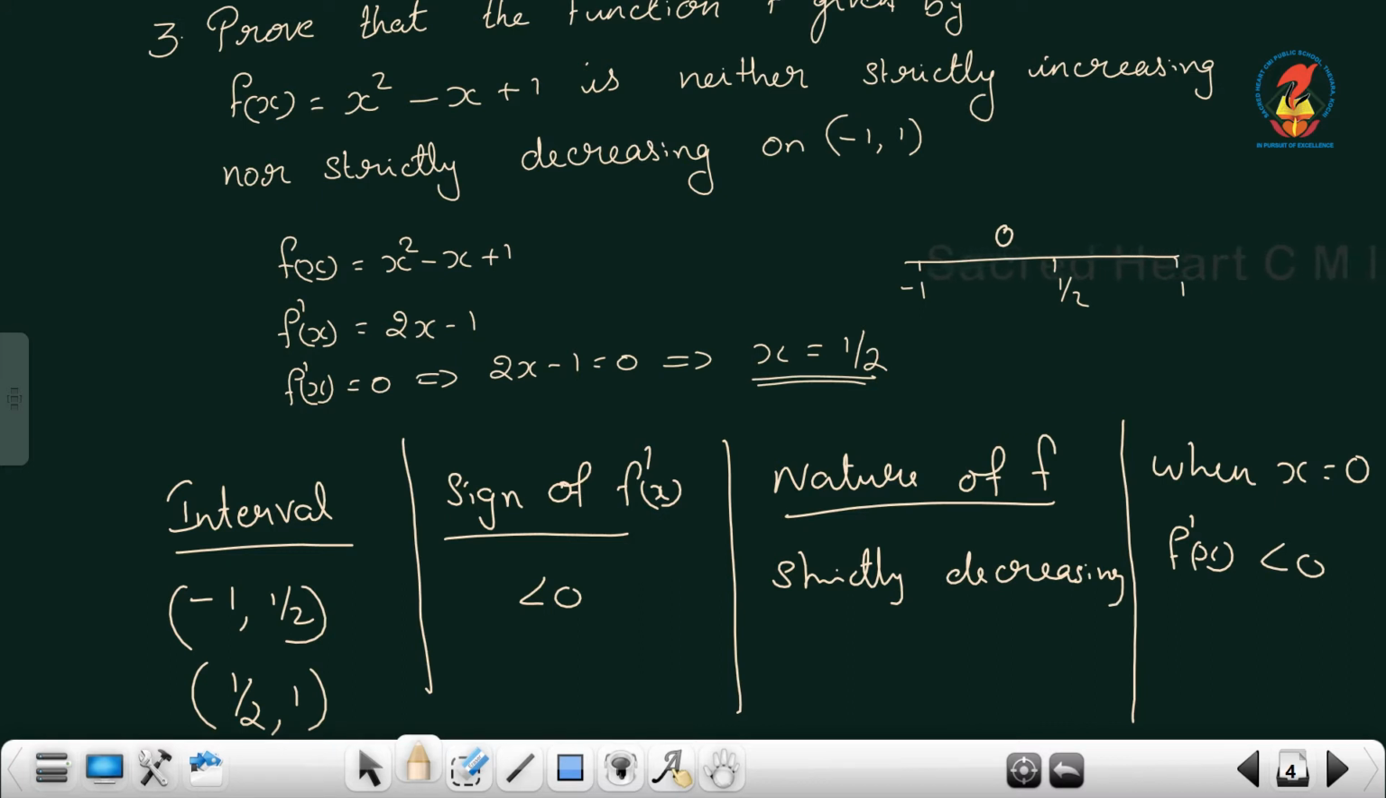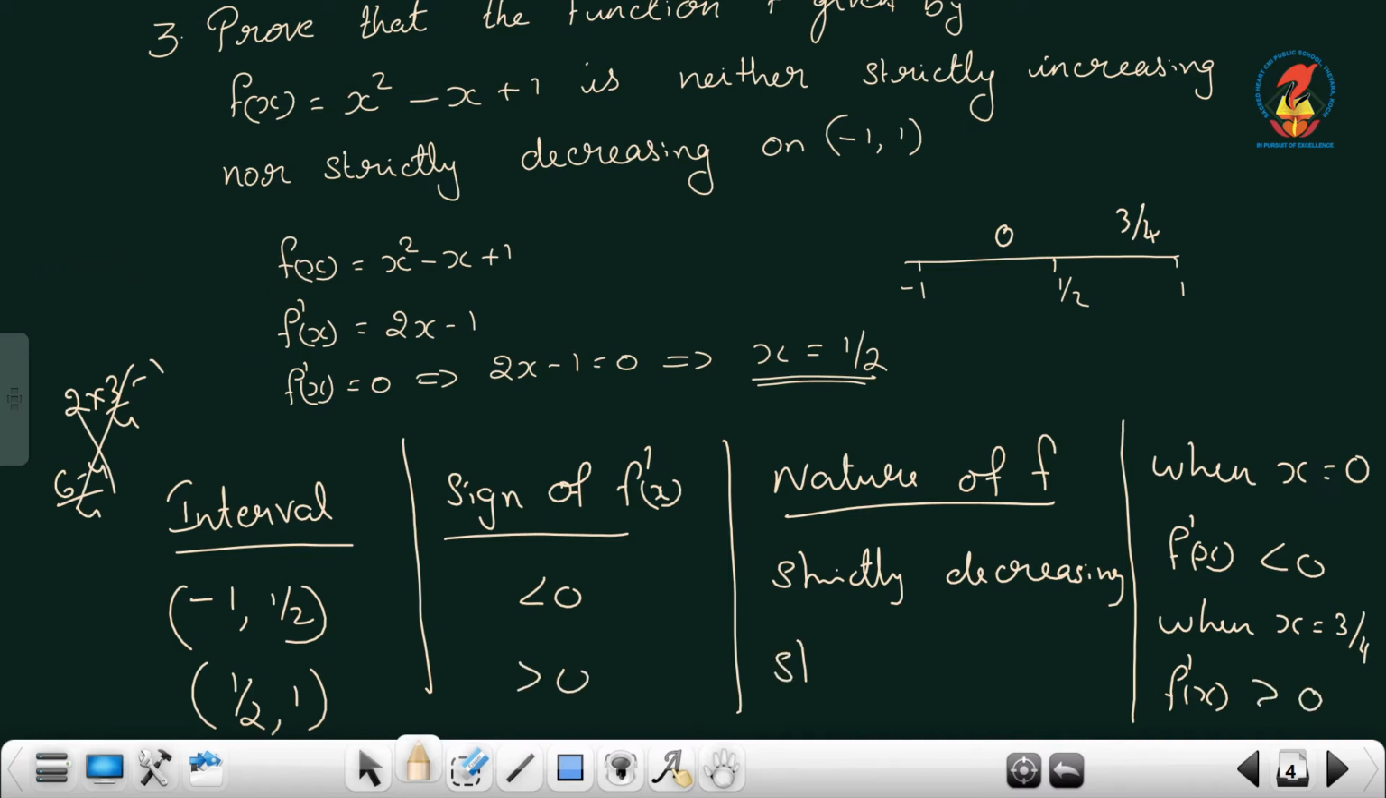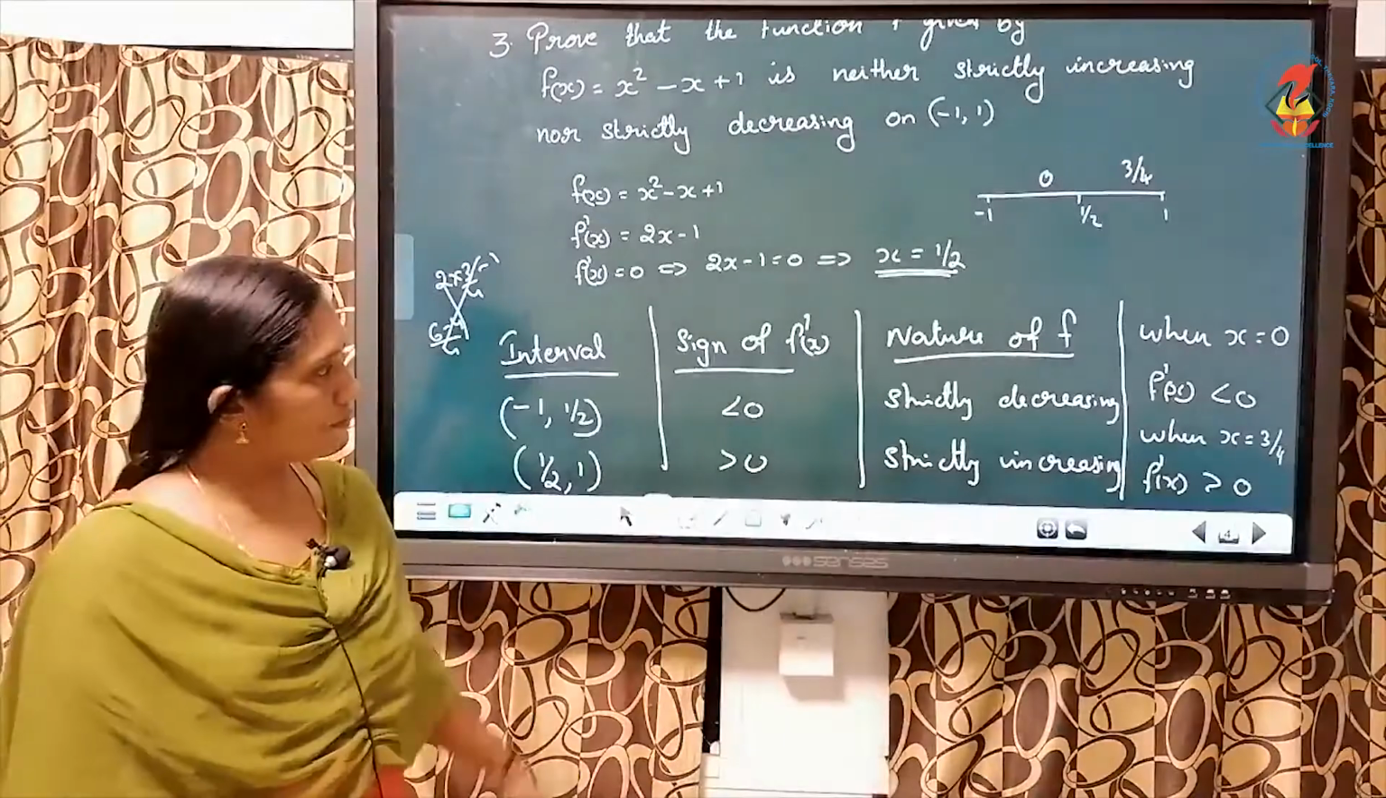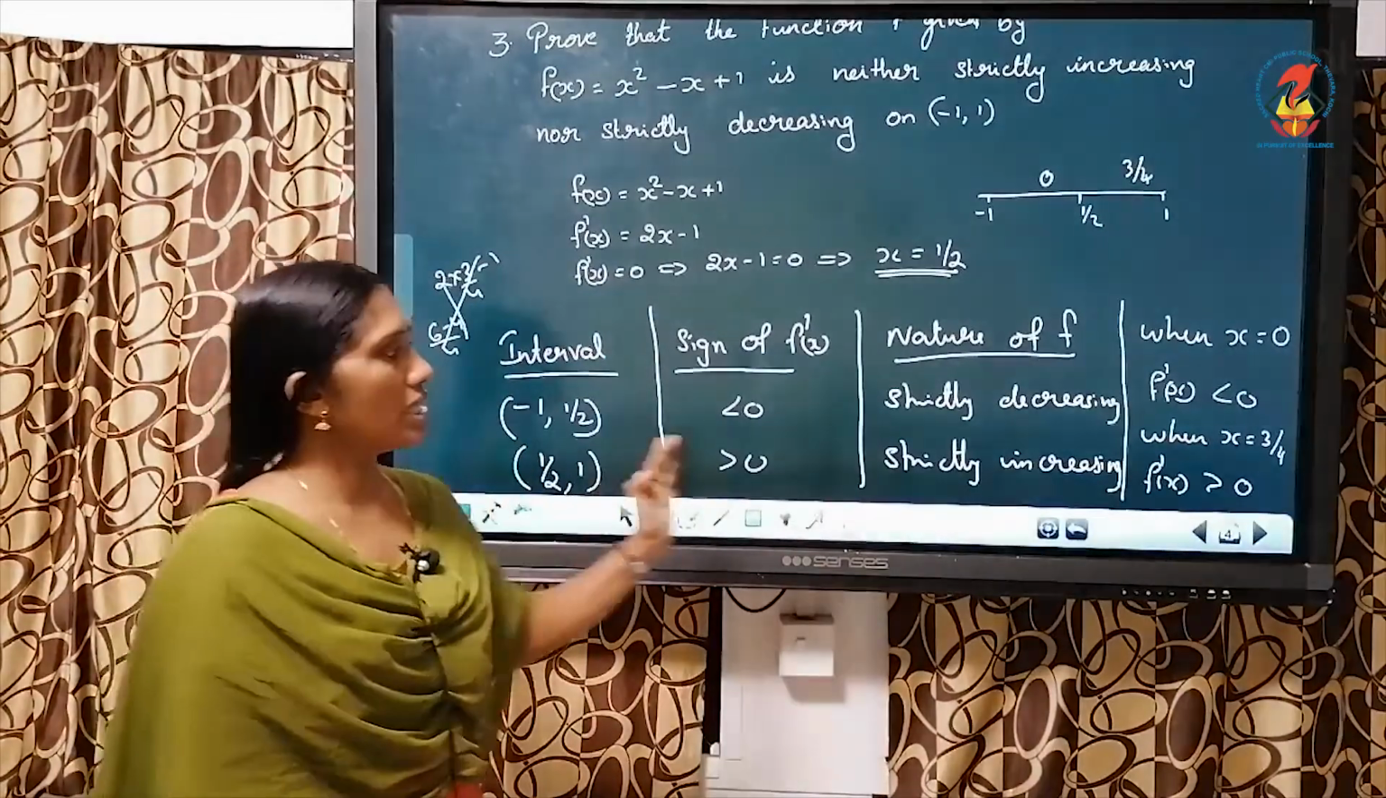Now from the interval half to 1, I can take 3 by 4, which means 0.75. So when x is equal to 3 by 4, what is f dash x, positive or negative? That is 2 into 3 by 4 minus 1, that is 6 minus 4 by 4. It's a positive quantity, so greater than 0, that is strictly increasing. So minus 1 to half the function is strictly decreasing, and half to 1 it is strictly increasing.